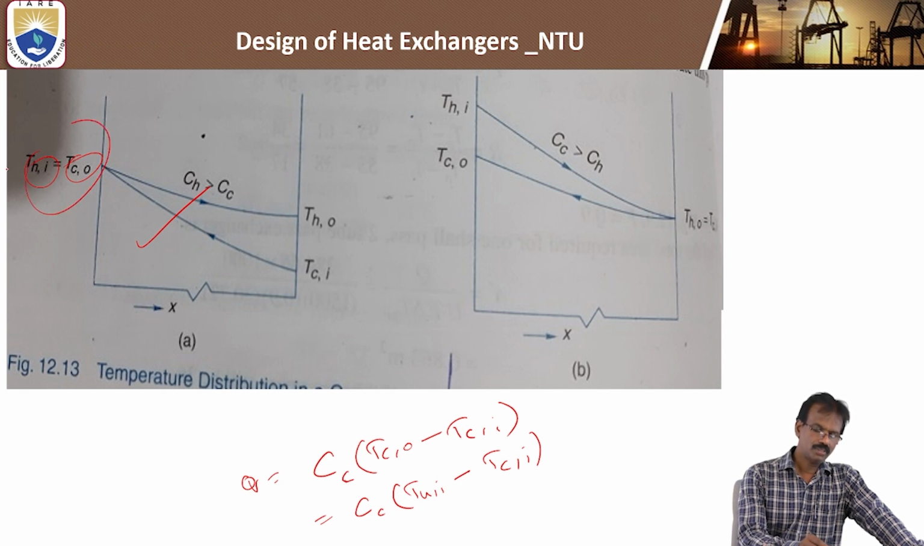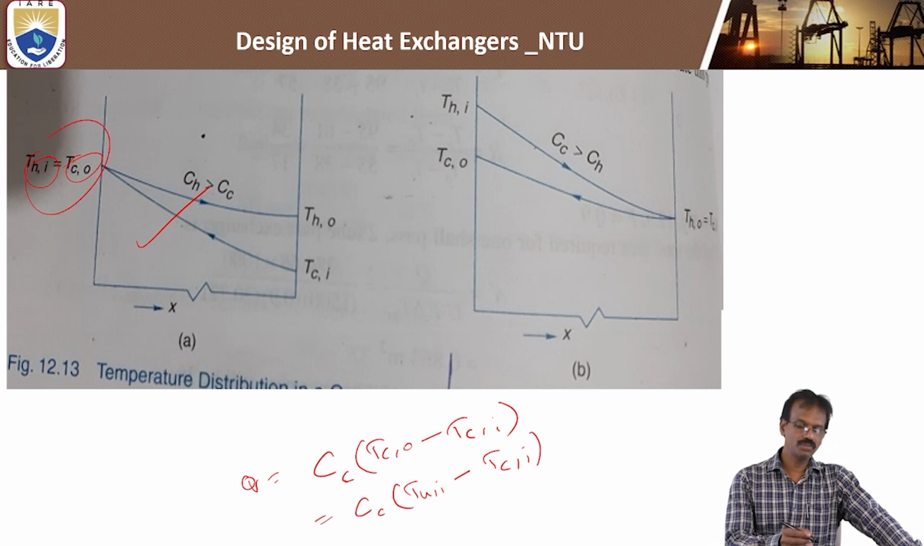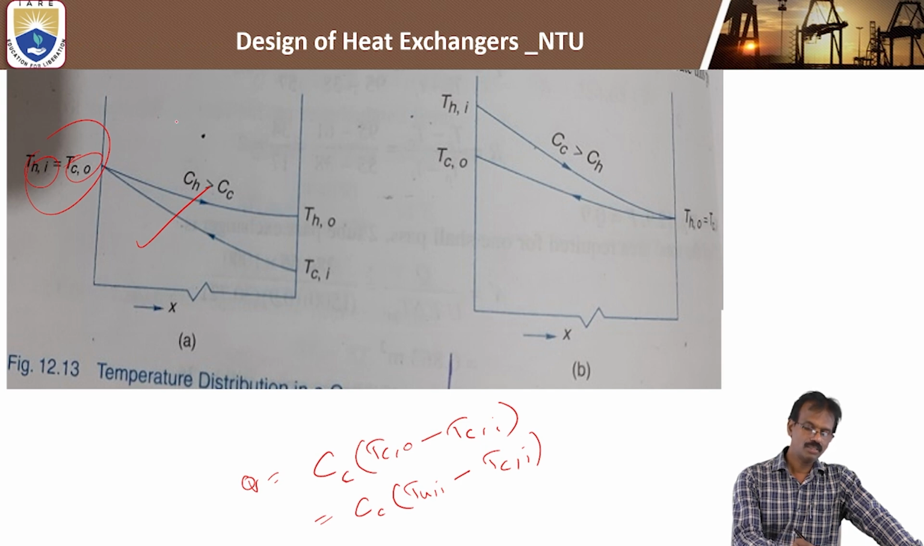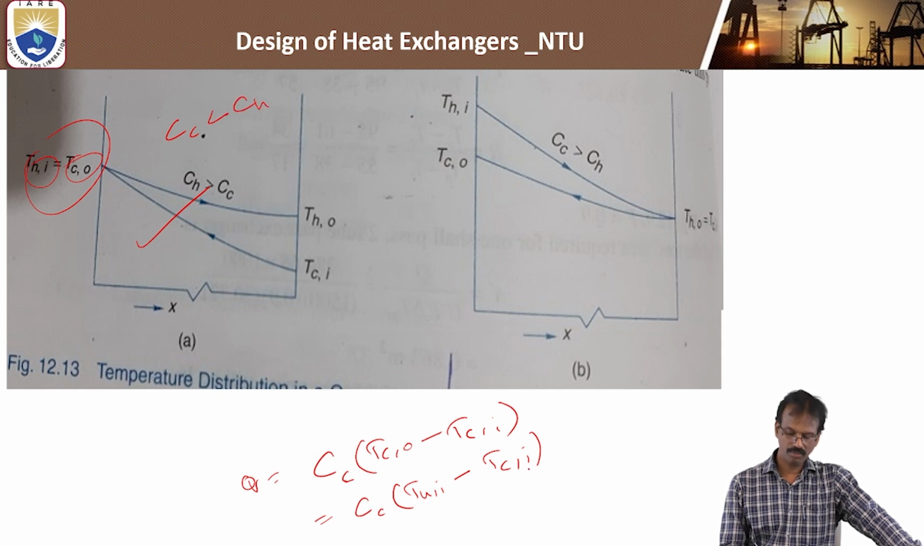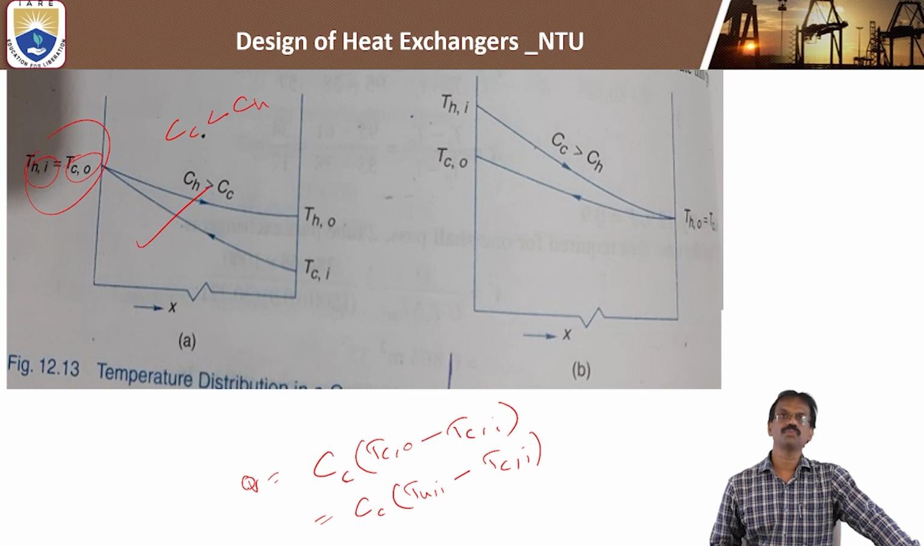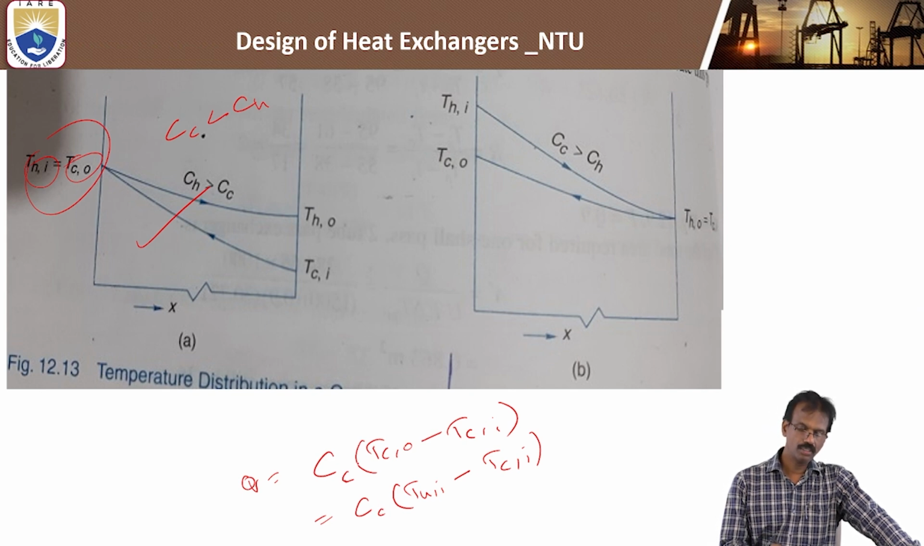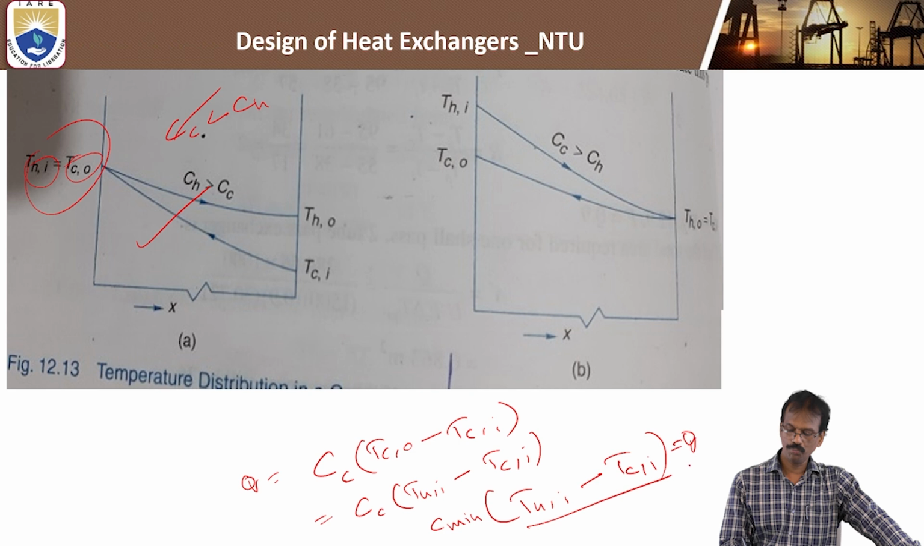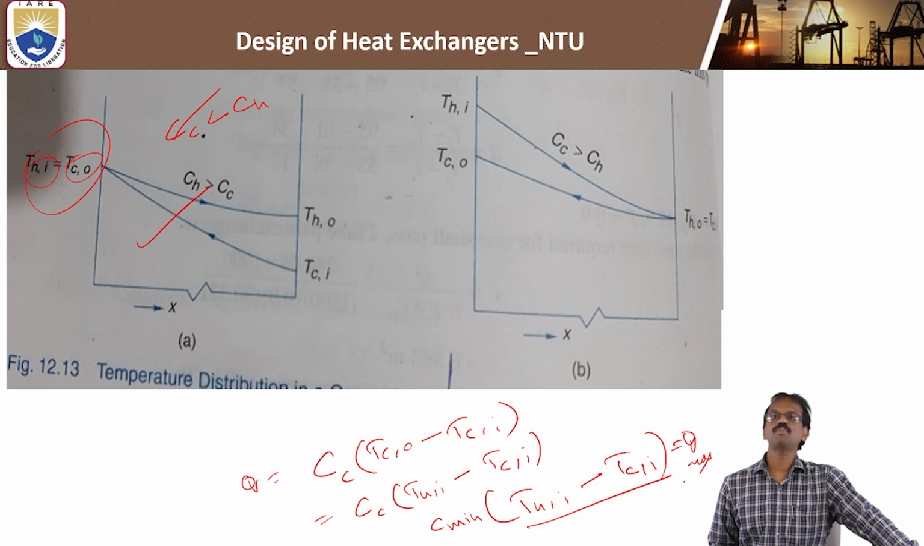If any one of the temperatures, just like THI is equal to TC0, here the condition is CC is less than CH, because the temperature difference is very high, which means the corresponding specific heat of the fluid should be minimum. The product of these two is equal to Q. So this CC is the minimum. You can rewrite it as CC is nothing but C minimum into (THI minus TCI). So this is nothing but Q max, the maximum possible heat transfer.